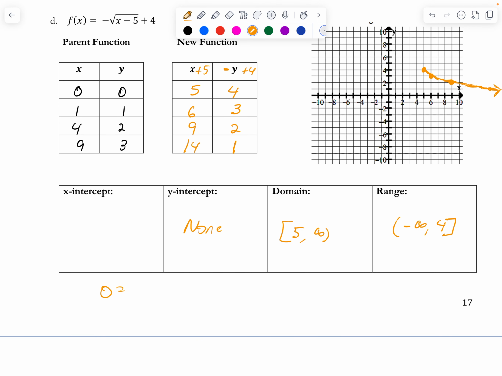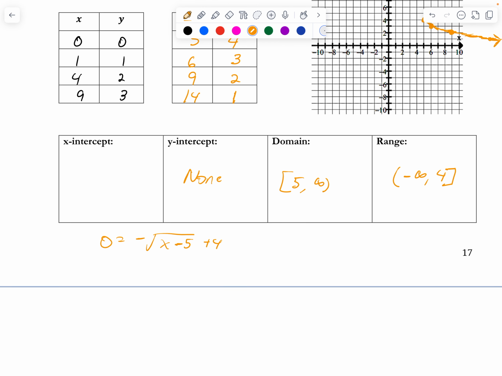So 0 equals the opposite of square root of x minus 5 plus 4. So move that 4 over to -4. Make it the opposite, you get positive 4. Square both sides, you get 16. And then add 5, you get 21. So 21, 0 is when you would hit the x-axis.